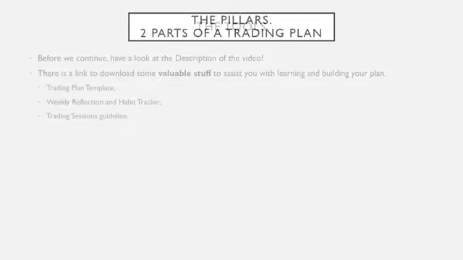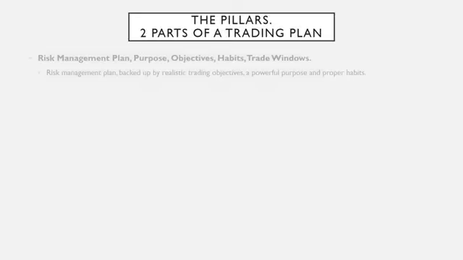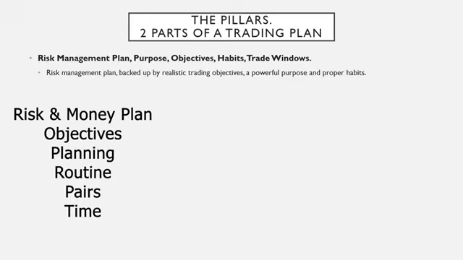All right. So what are the pillars of trading, right? There are 2 parts of a trading plan. Risk management plan, purpose, objectives, habits, trade windows. This is pretty much the first part. I separate the trading plan into 2 parts because you have your business plan, which is exactly this: your risk plan, your money plan, your purpose, your goals, your objectives, your habits, when you are going to trade, what you are going to trade, and all of that stuff that we're going to cover. And then there is the second part, that is your edge, that is your strategy.